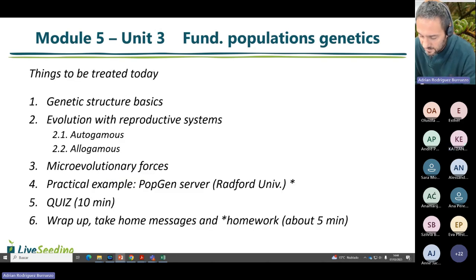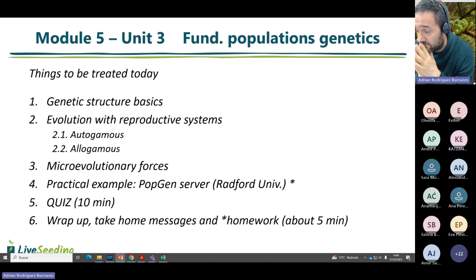Well, going further, what kind of things or approaches will be treated? We will see today in this unit 3, the fundamentals of population genetics. We are going to see the basic info and the parameters on the genetic structure of a population, the most simple parameters. We will also see how populations evolve with reproductive systems, the two extreme reproductive systems: autogamous or self-pollinated species and allogamous or cross-pollinated species in a strict sense.